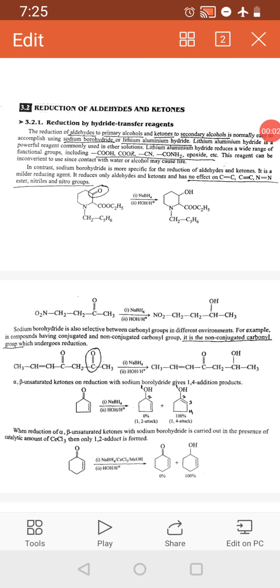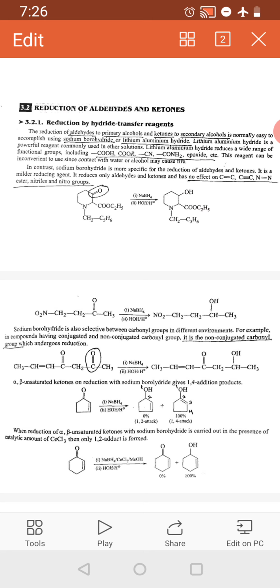हेलो स्टूडेंट्स, एमएससी फाइनल पेपर 5 ऑर्गेनिक सिंथेसिस में हम लोग रिडक्शन के बारे में पढ़ रहे थे. In this class we will talk about reduction of aldehydes and ketones. The first method that we use for reduction of aldehyde and ketone is reduction by hydride transfer reagents.